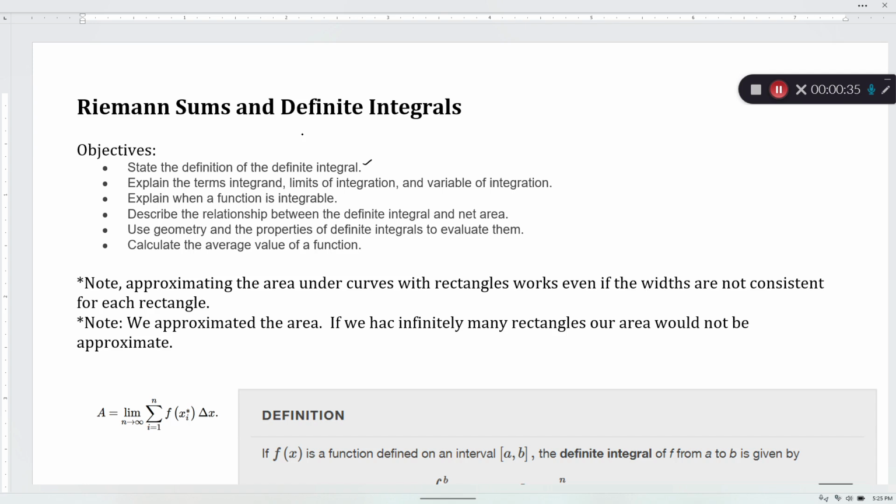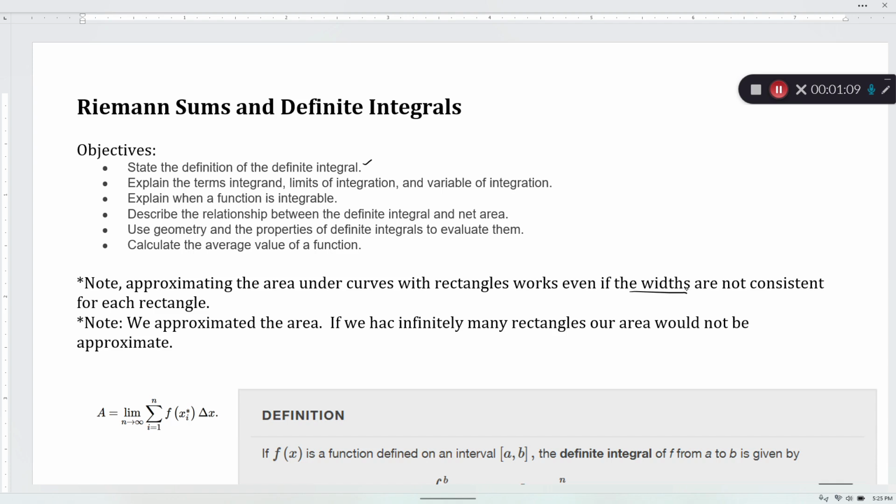First things first, there are 2 notes here. I just want to make sure that we're aware that when we were approximating the area under curves with rectangles, it doesn't have to have the same width for each rectangle. So the whole idea of infinitely many rectangles applies even if the width of the rectangles isn't the same for every rectangle. Because ultimately all of the widths, regardless of if they're the same size or not, are going to 0 as the number of rectangles goes to infinity.